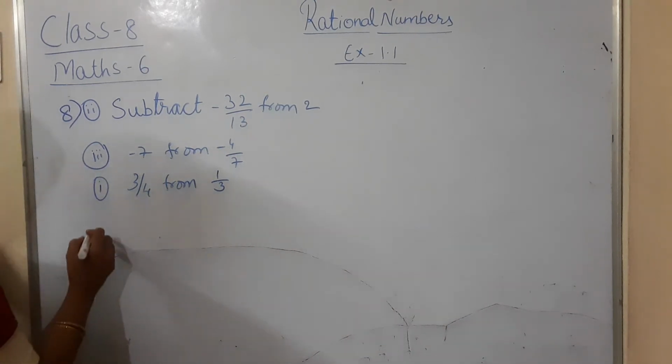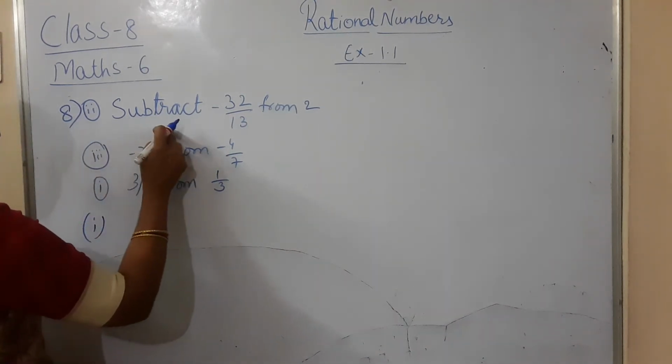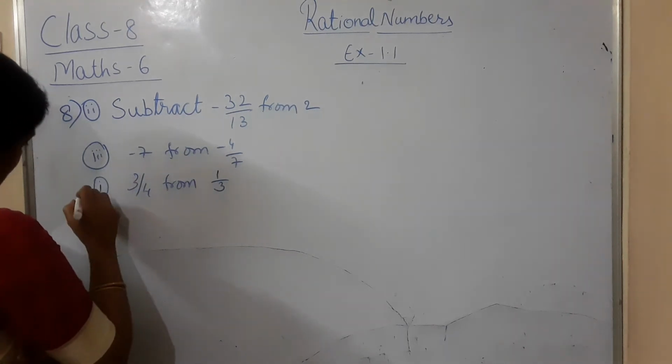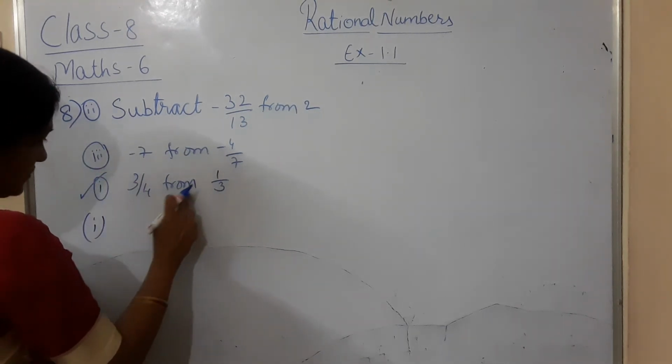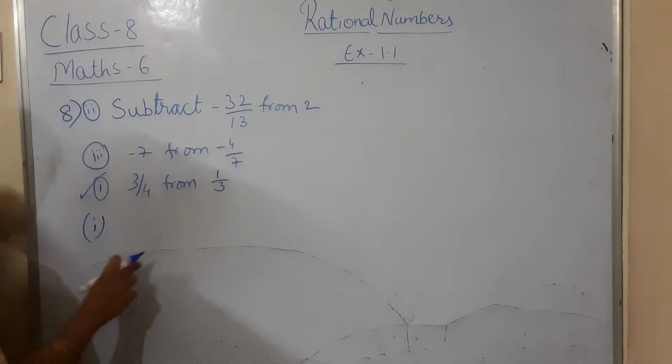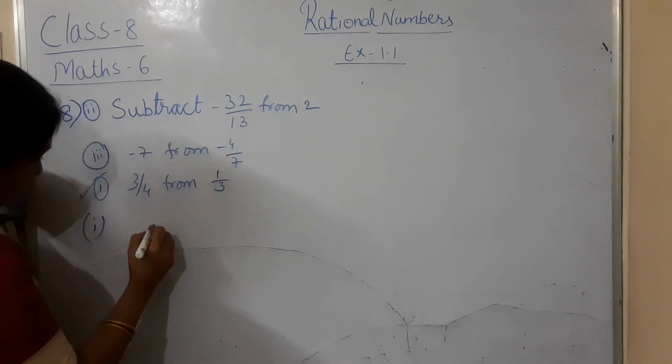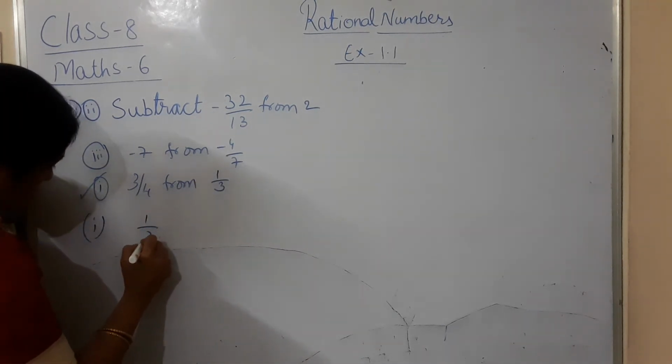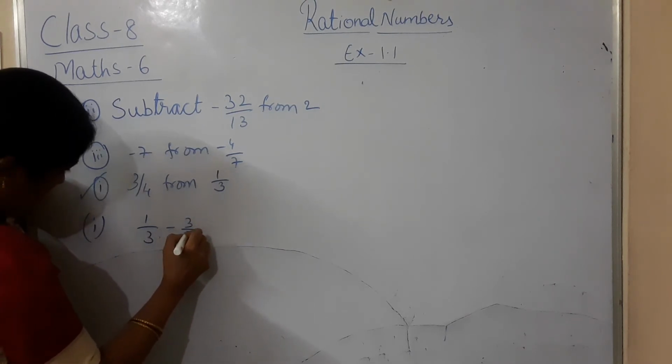Now let's see the first one. What is the first one? You have to subtract. Subtract 3 by 4 from 1 by 3. That means from 1 by 3 you have to subtract 3 by 4. So how do you write it? 1 by 3 minus 3 by 4.